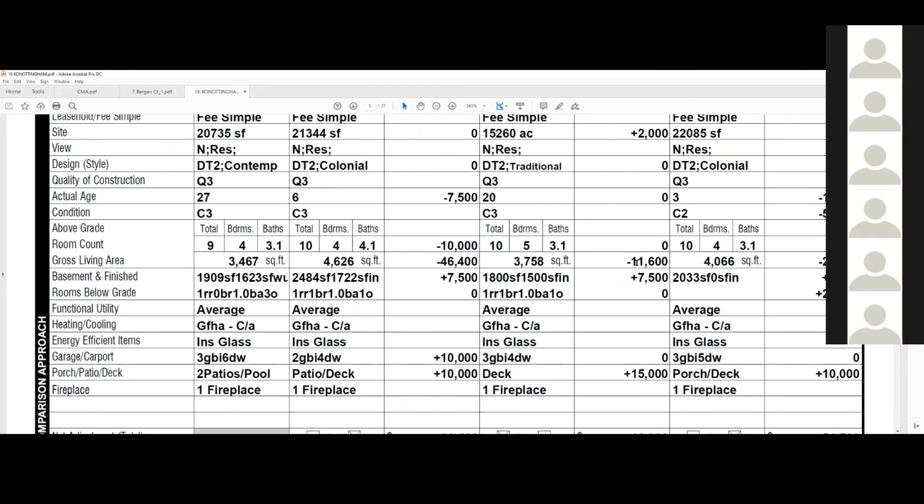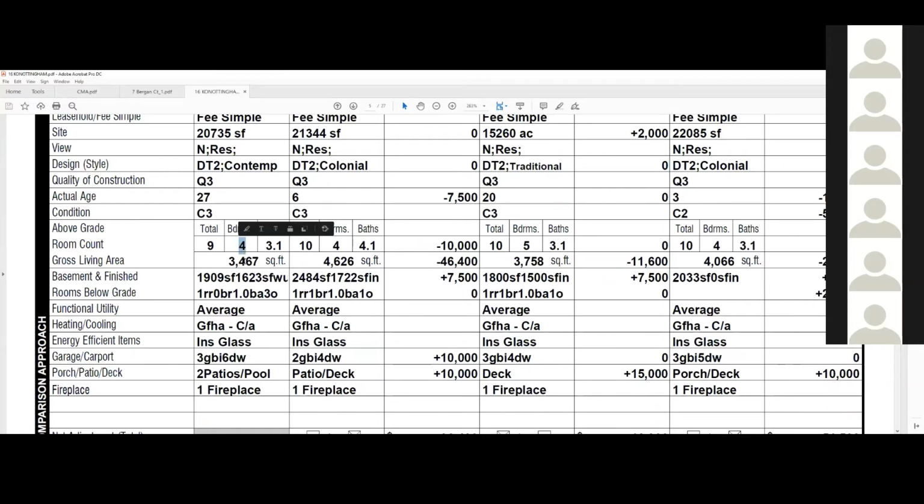Now let's look at the adjustments. 9 rooms, and I don't agree with it because this home had 11 rooms on the first and second floor. So he didn't have it properly. And 4 bedrooms, 3.5 bathrooms. Now there was a bedroom in the basement. As you can see, it's not included in the number of bedrooms.